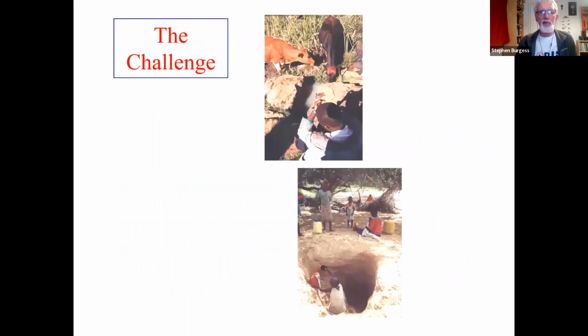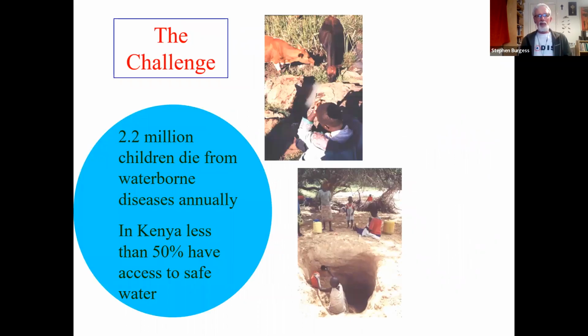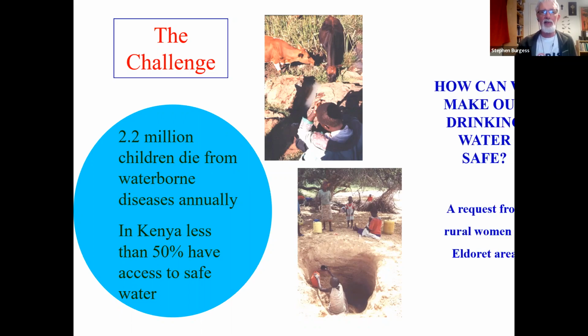The challenge is, and CED knows this very well, how to get the clean water. 2.2 million. This is a statistic from 2005. 2.2 million children die from waterborne diseases annually in the world. And in Kenya, less than 50% have access to safe drinking water. If you look at the sources in those pictures, you can see the problem. So this is a challenge.